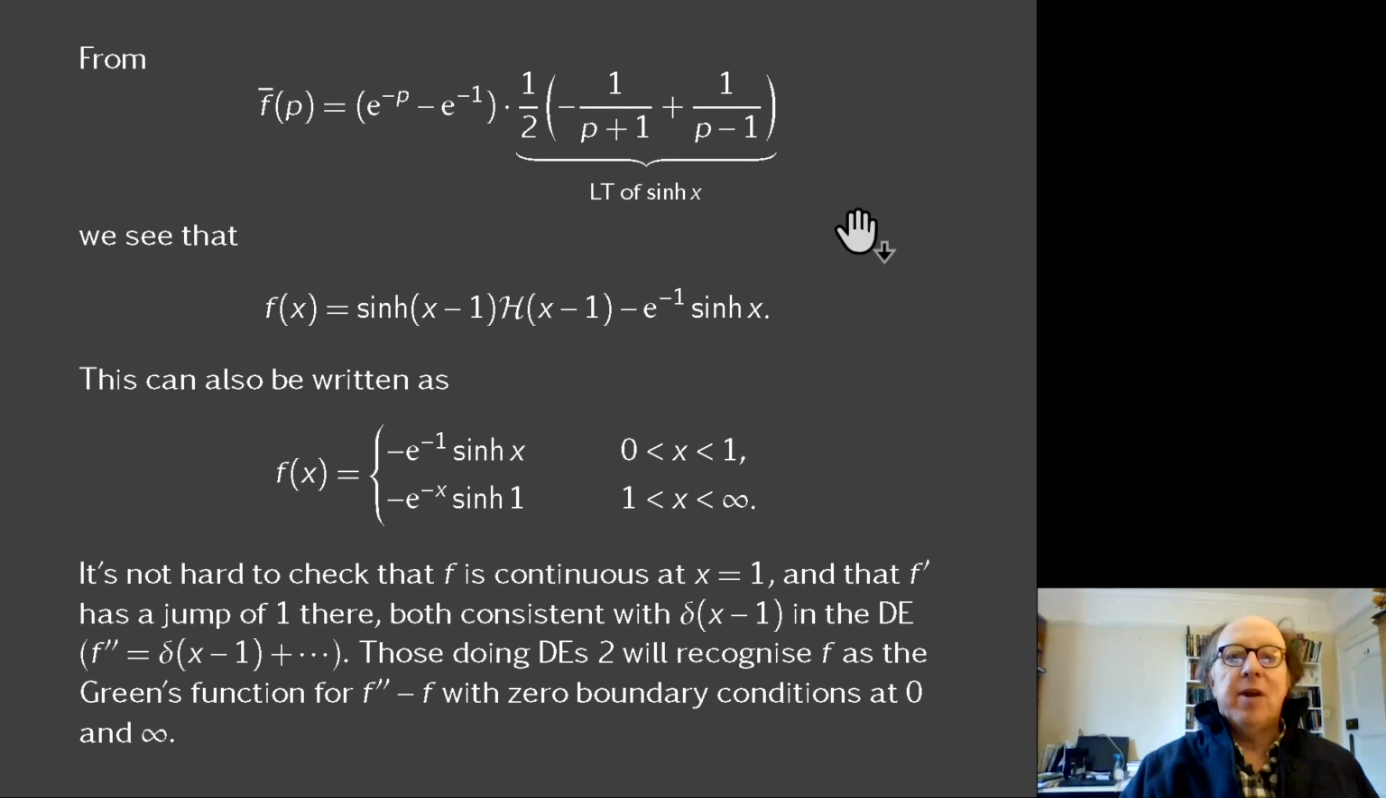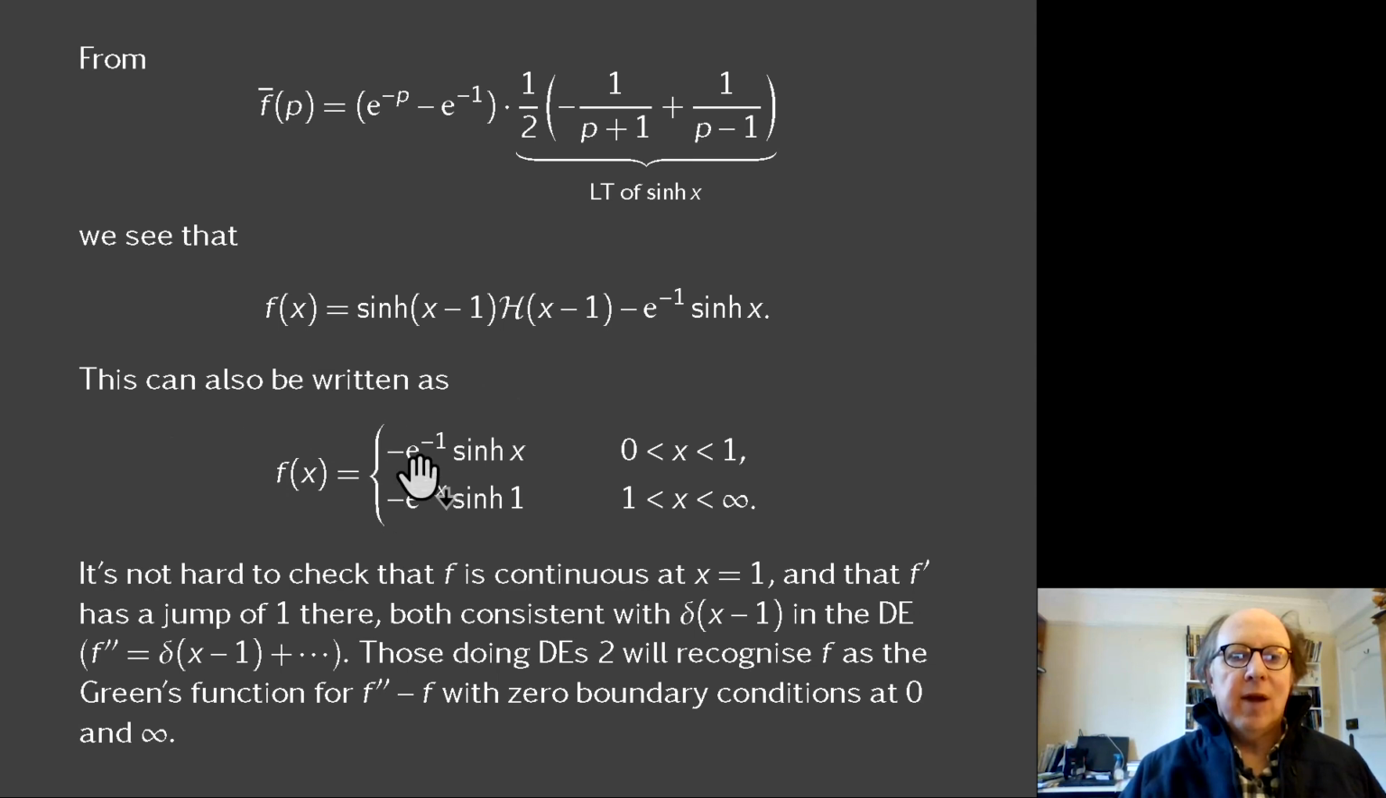So there you are. I've just copied that over to this slide so we can see what's going on. You now invert straight away. The e to the minus p tells you you've got to translate by 1. So sinh of x minus 1, Heaviside of x minus 1. And then the constant, minus e to the minus 1 sinh of x.